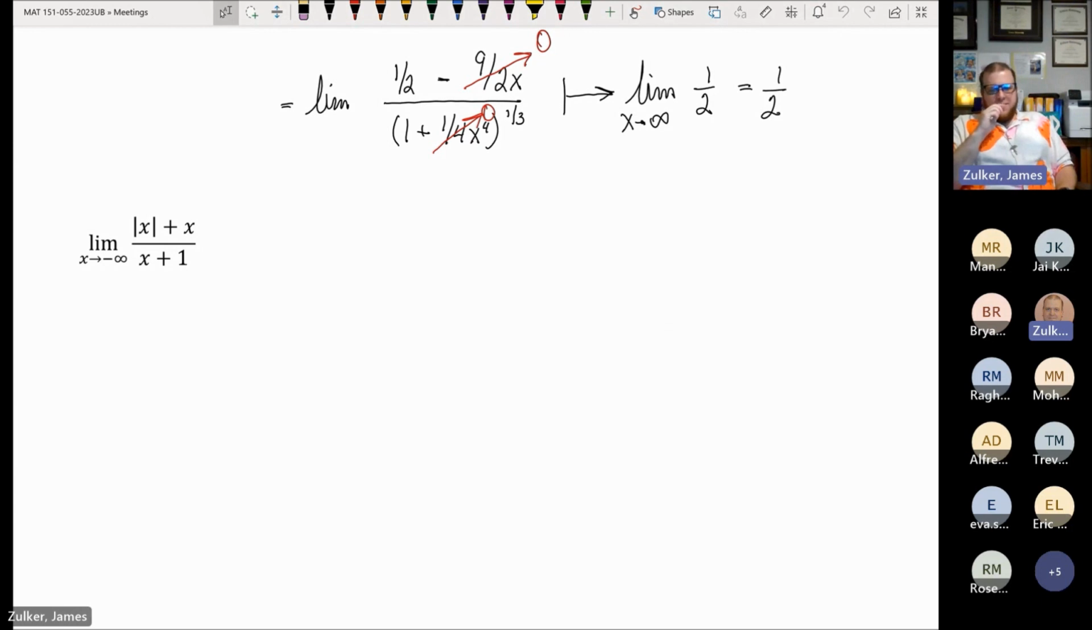Okay. What about this one? Limit as x approaches negative infinity of the absolute value of x plus x, all over x plus 1. But we're approaching negative infinity, right? Which means all of our values of x are going to be less than 0.